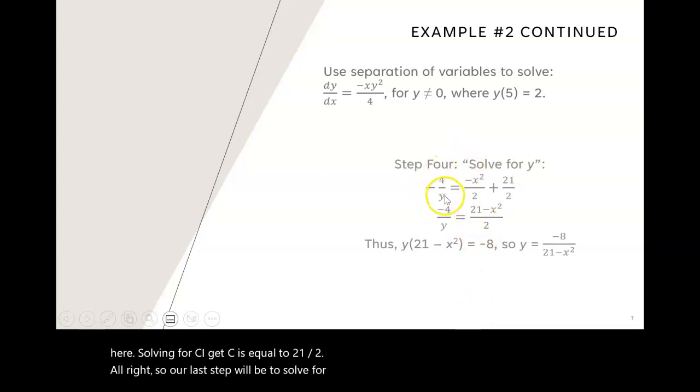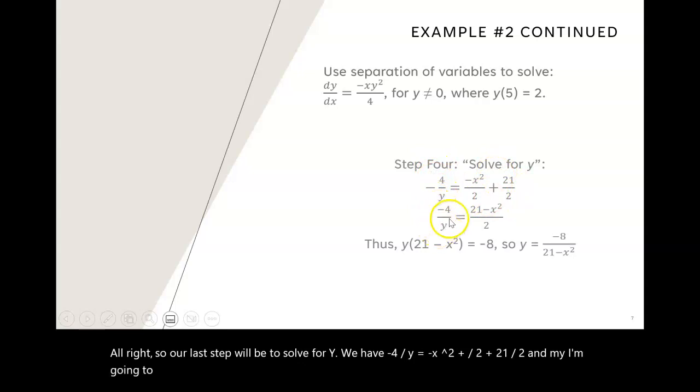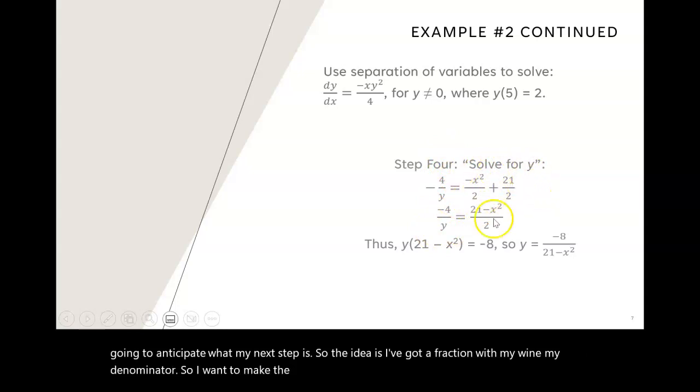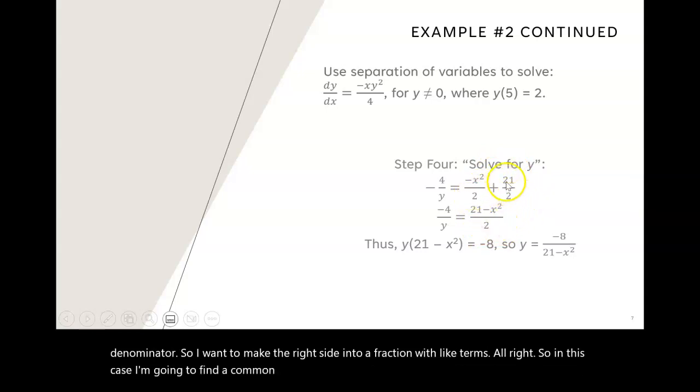So we have negative 4 over y equals negative x squared over 2 plus 21 over 2. And I'm going to anticipate what my next step is. So the idea is I've got a fraction with my y in my denominator. So I want to make the right side into a fraction with like terms. All right, so in this case, I'm going to find a common denominator here, and I get 21 minus x squared over 2 is equal to that negative 4 over y.